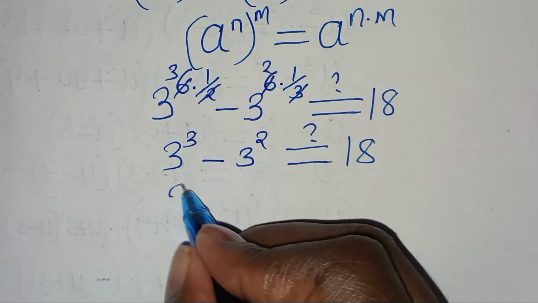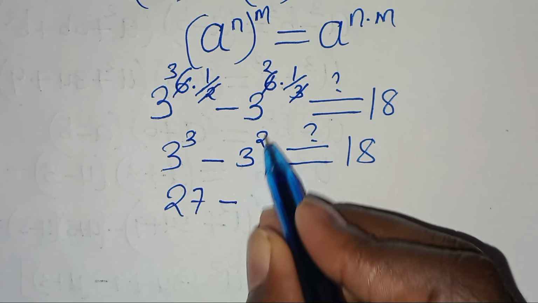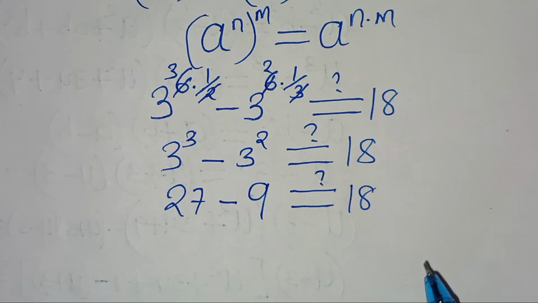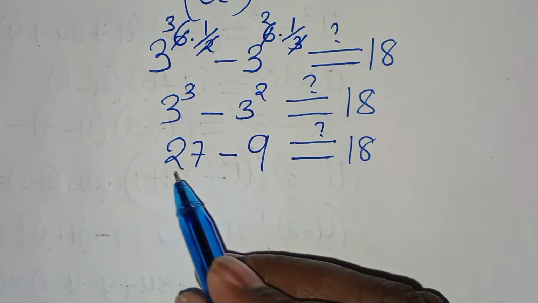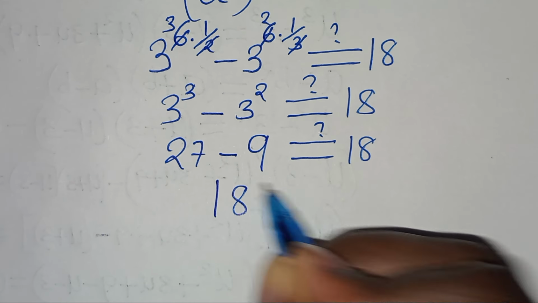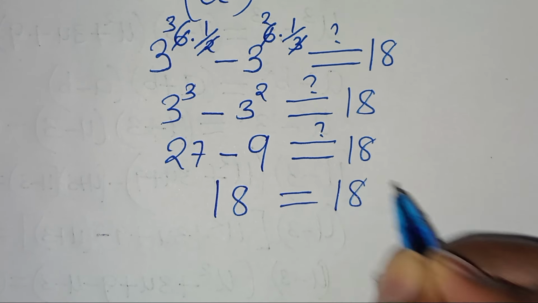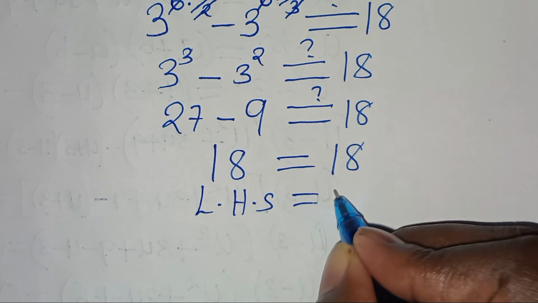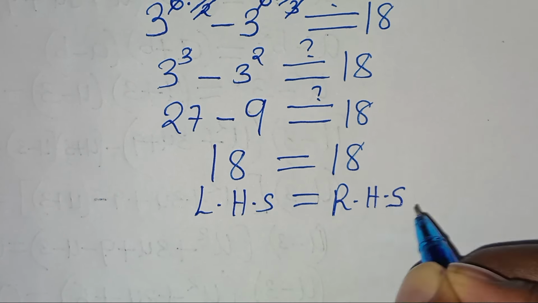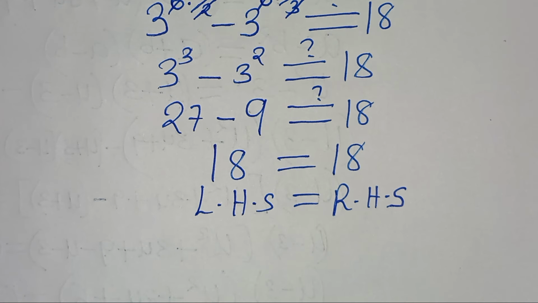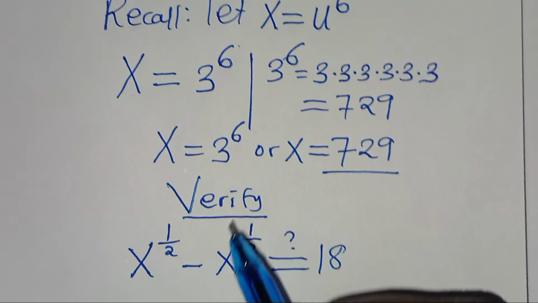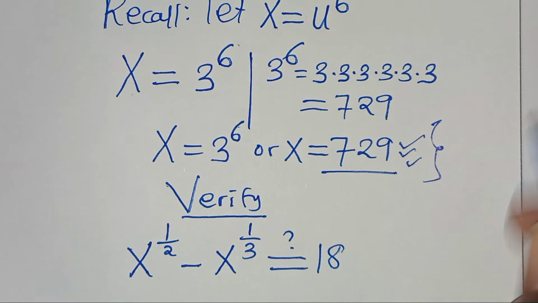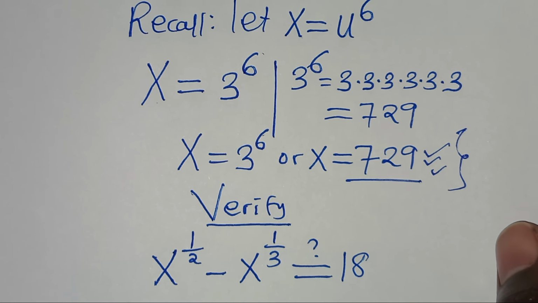3 to the power of 3, this is 27. Subtract 3 to the power of 2, which is 9. So 27 minus 9 is equal to 18, which is equal to 18. So in other words, the left hand side is equal to the right hand side. And this implies that the value of x here, which is equal to 3 to the power of 6 or 729, satisfies the equation.